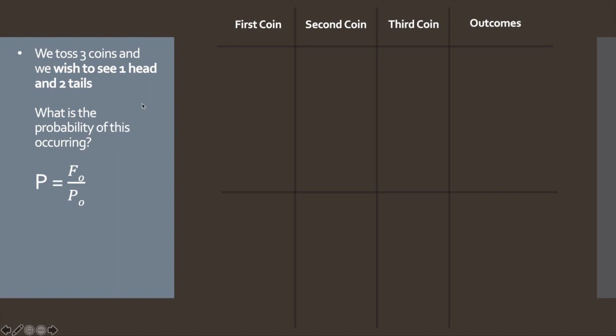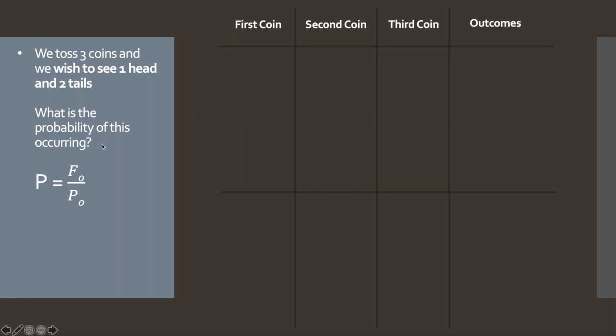So to discuss theoretical probability and to show an exemplar for it today, we'll do two of them. Let's say we had an experiment where we toss 3 coins in a row, and we wish to see 1 head and 2 tails being tossed between those 3 tosses. We've got this chart here to record the different possibilities. What is the probability of this occurring?